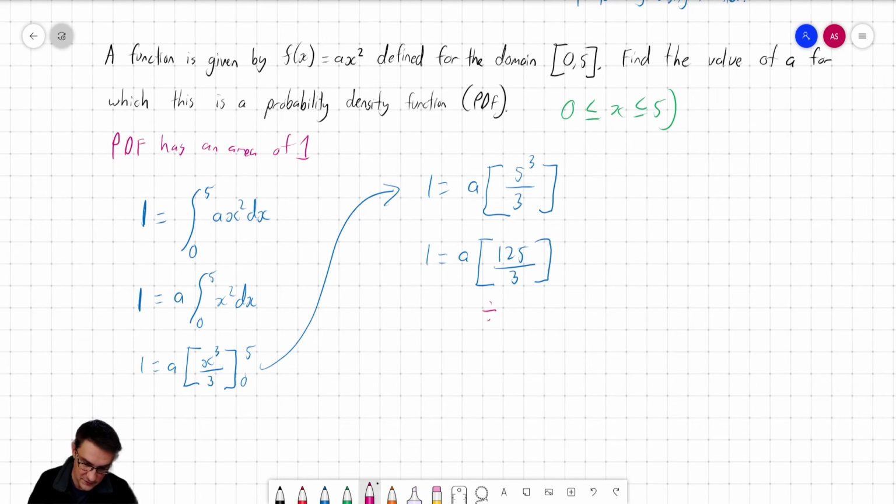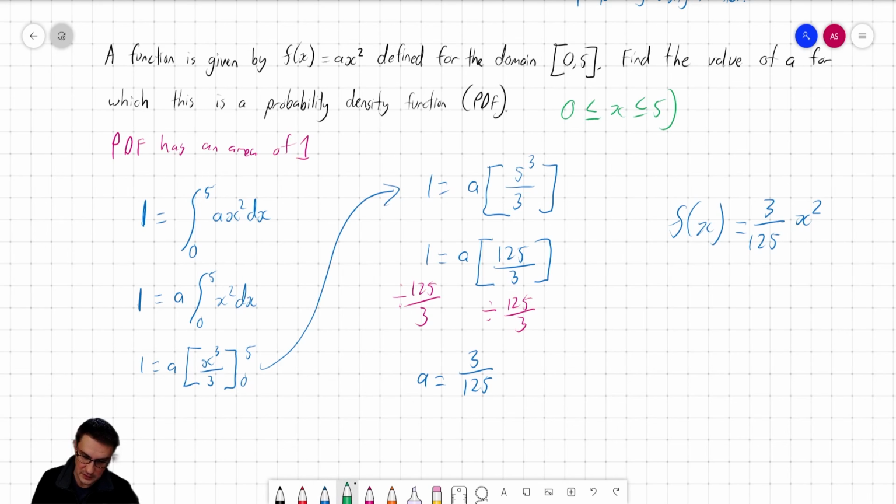So I'm going to divide this side by 125 over 3, and divide the other side by 125 over 3. Remember, when you're dividing by a fraction, you flip it the other way and then multiply. This gives me 3 over 125. So for this function, it's going to be defined as f of x is equal to 3 over 125 x squared. This is the probability density function that we have for a domain between 0 and 5.